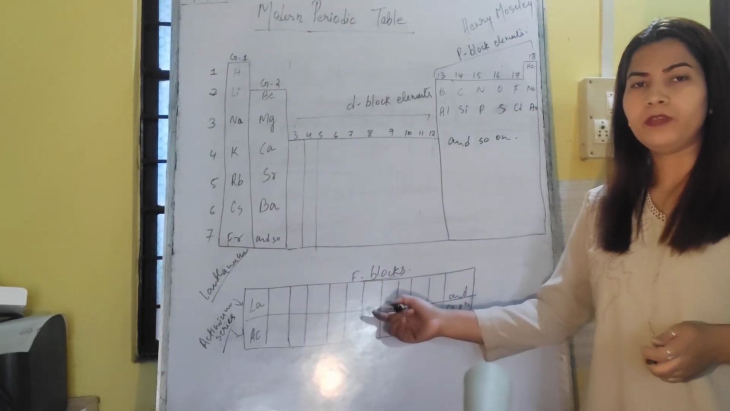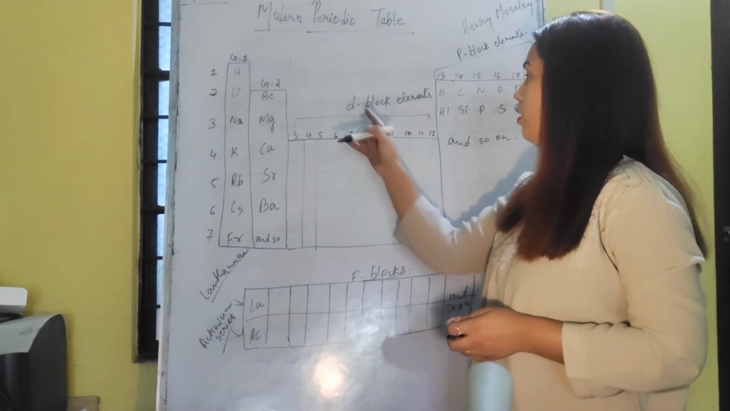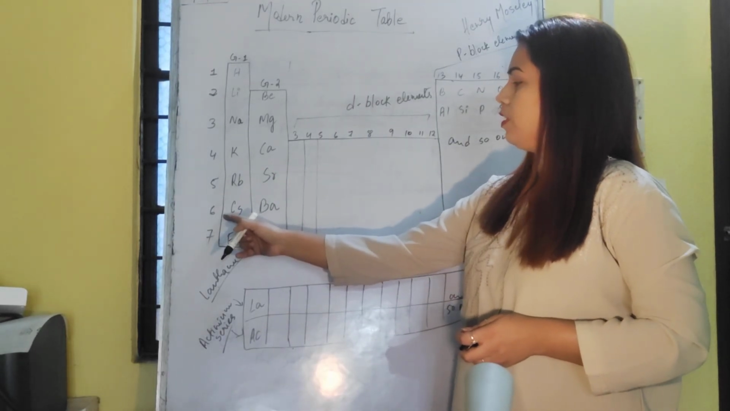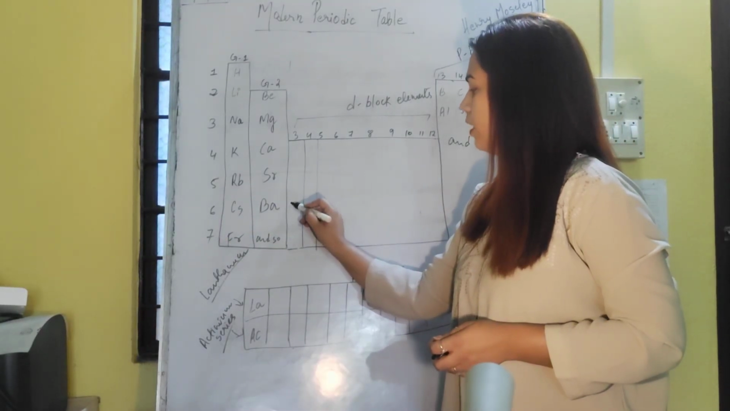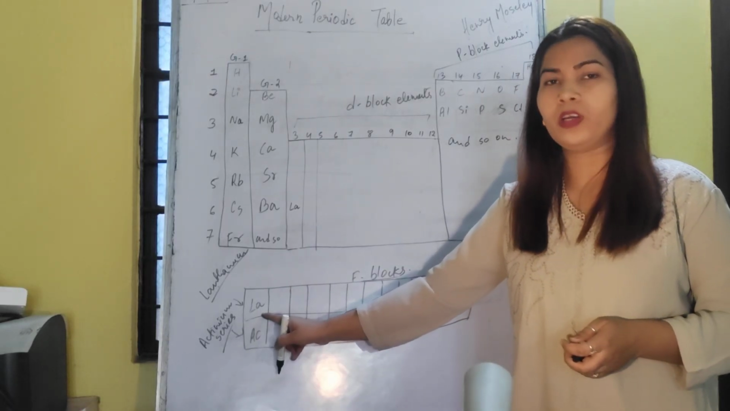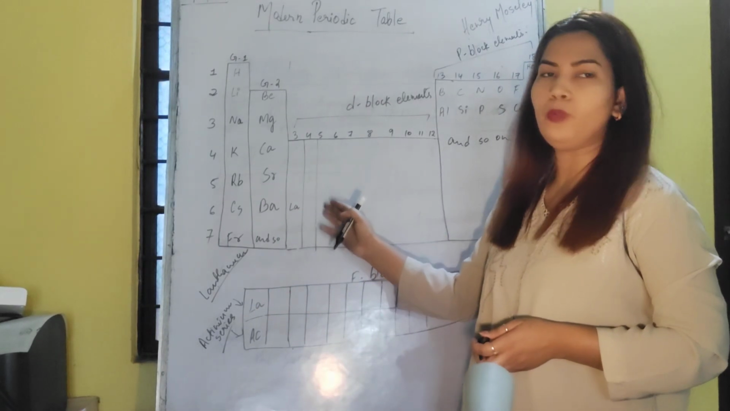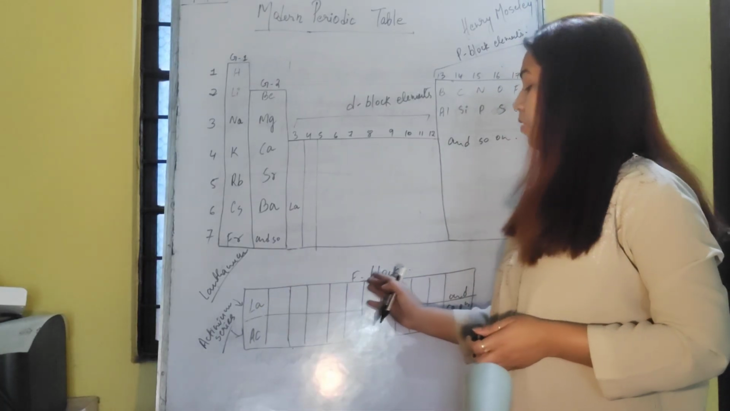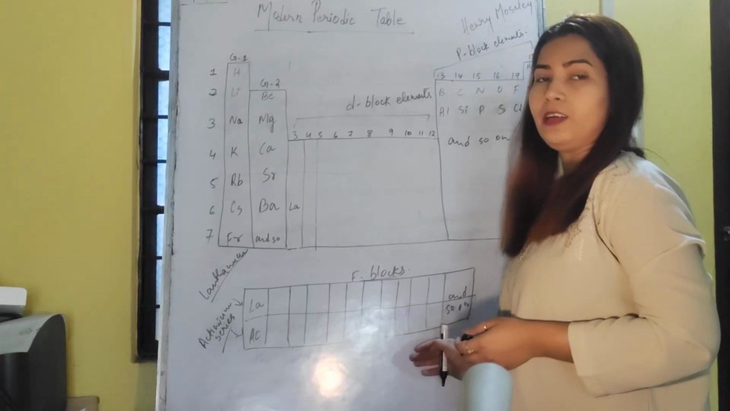So let me tell you one very interesting point. If you see the whole periodic table, in group 3 and period 6, here comes an element that is lanthanum, which we have placed here in the F block. Now most of you can ask, ma'am, if lanthanum is present in D block, why is it again present in the F block elements? Why is the lanthanum series separately made here in the F block?